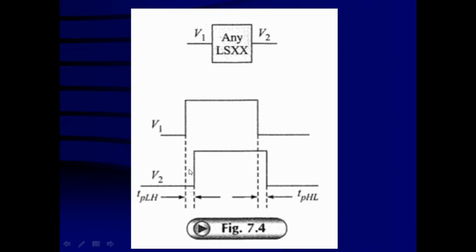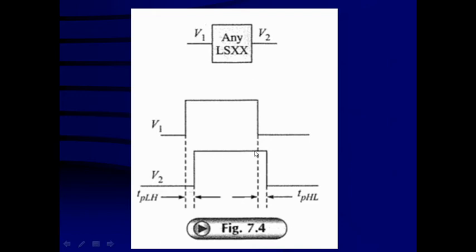So this period, the difference between the input changing and the output changing from low to high, is called TPLH. That means the propagation time when the output is changing from low to high, the rising time of the output.